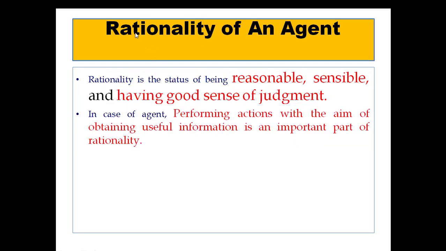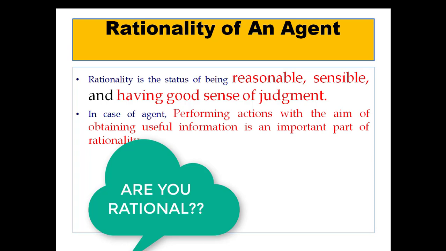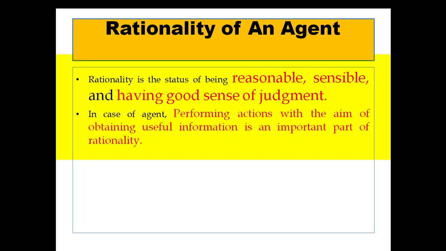Clear? Then this term, rationality of an agent. In common day sense, or in common day words, what do we mean by rationality? We used to say like that person is very irrational, or that person is not rational. So what does it mean by rationality or rational? Rationality, we use this term for those people who act reasonably, sensibly, and offer some good sense of judgment, isn't it? So rationality is the status of being reasonable. Okay, reasonable term is clear to you, based on some facts how you are behaving exactly. So that is known as reasonable. So rationality is the status of being reasonable and sensible, and then having good sense of judgment.